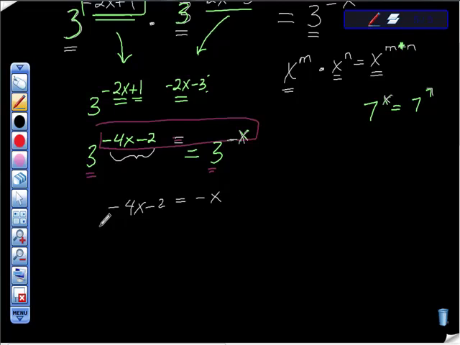So what I'm going to do now is add positive 4x's to both sides. I don't care how you do it. You can just move it around. But I'm going to move mine this way, I guess.